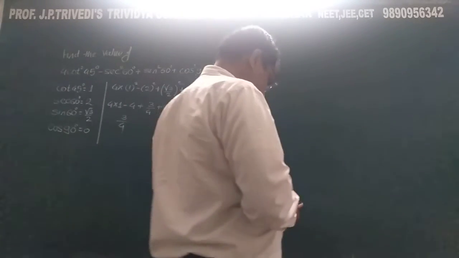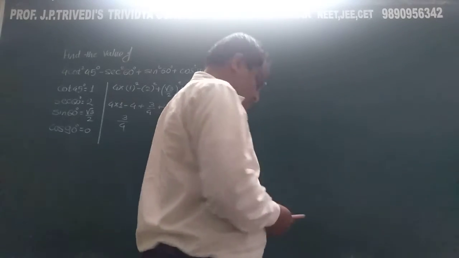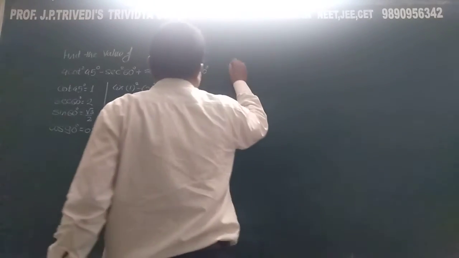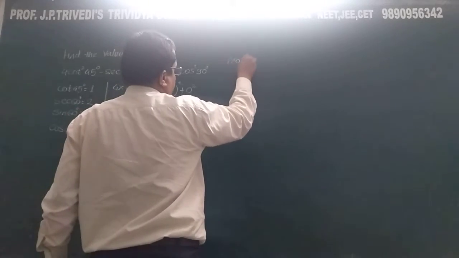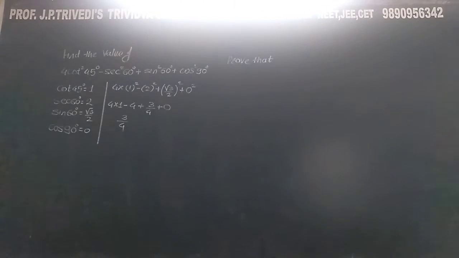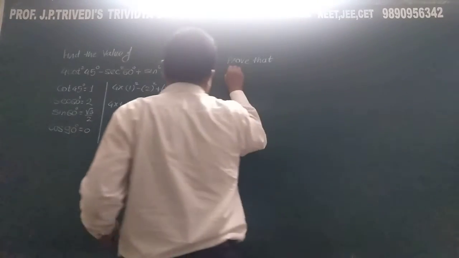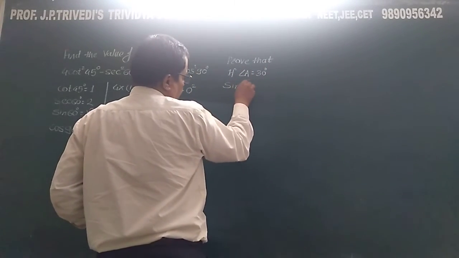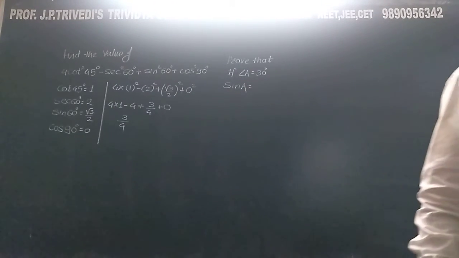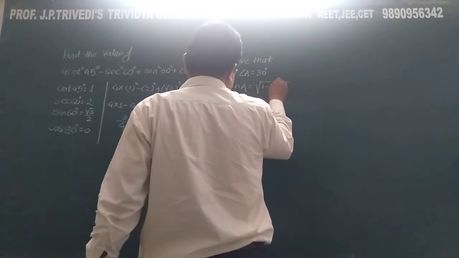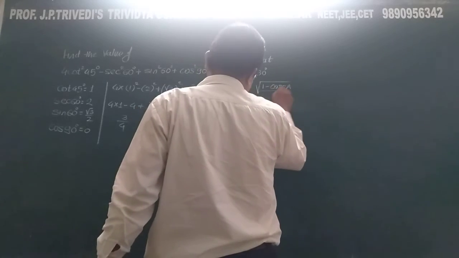Now the next example. Prove or show that if angle A is equal to 30, then sin A is equal to square root of 1 minus cos 2A upon 2.